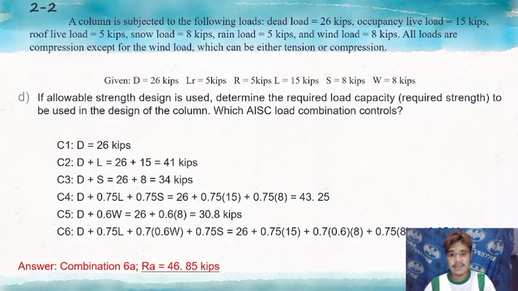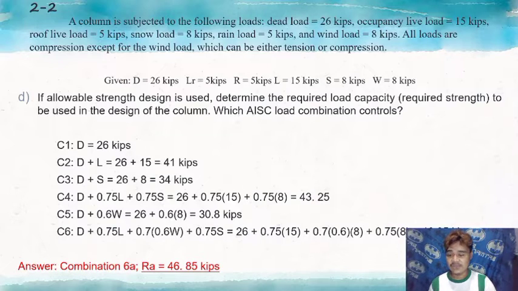Question number 4. If allowable strength design is used, determine the required load capacity or required strength to be used in the design of the column. Which AISC load combination controls? For our combination 1, D is equal to 26 kilopascals. Combination 2 is dead load plus live load, 26 plus 15, equal to 41 kilopascals. Combination 3 is D plus S, 26 plus 8, equal to 34 kilopascals.